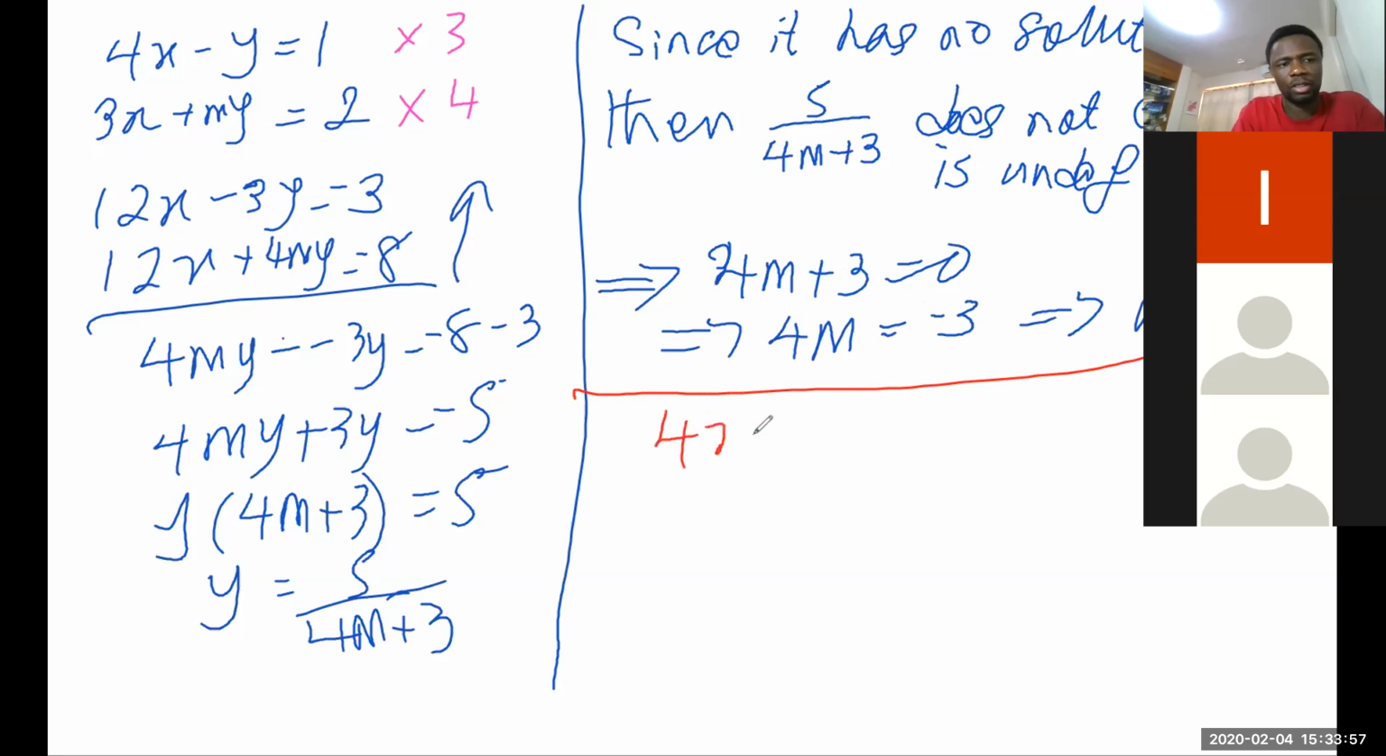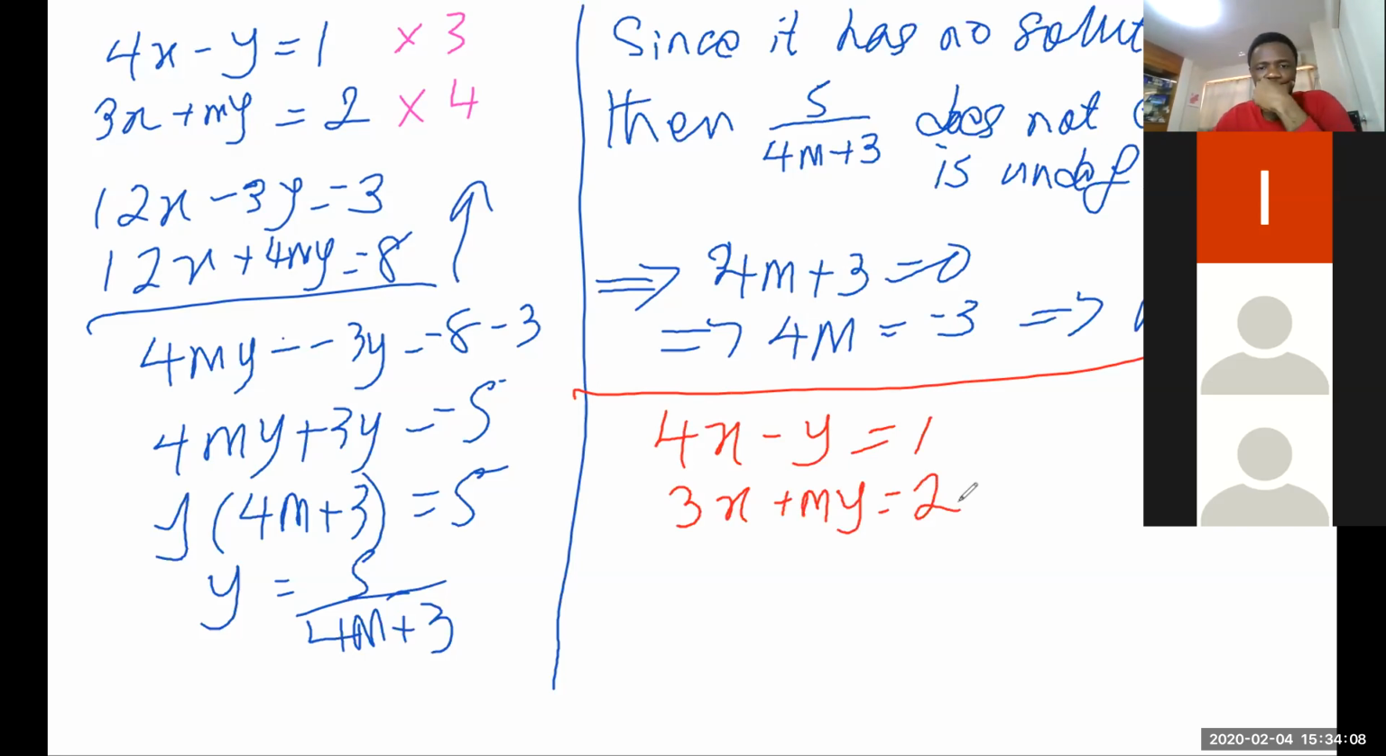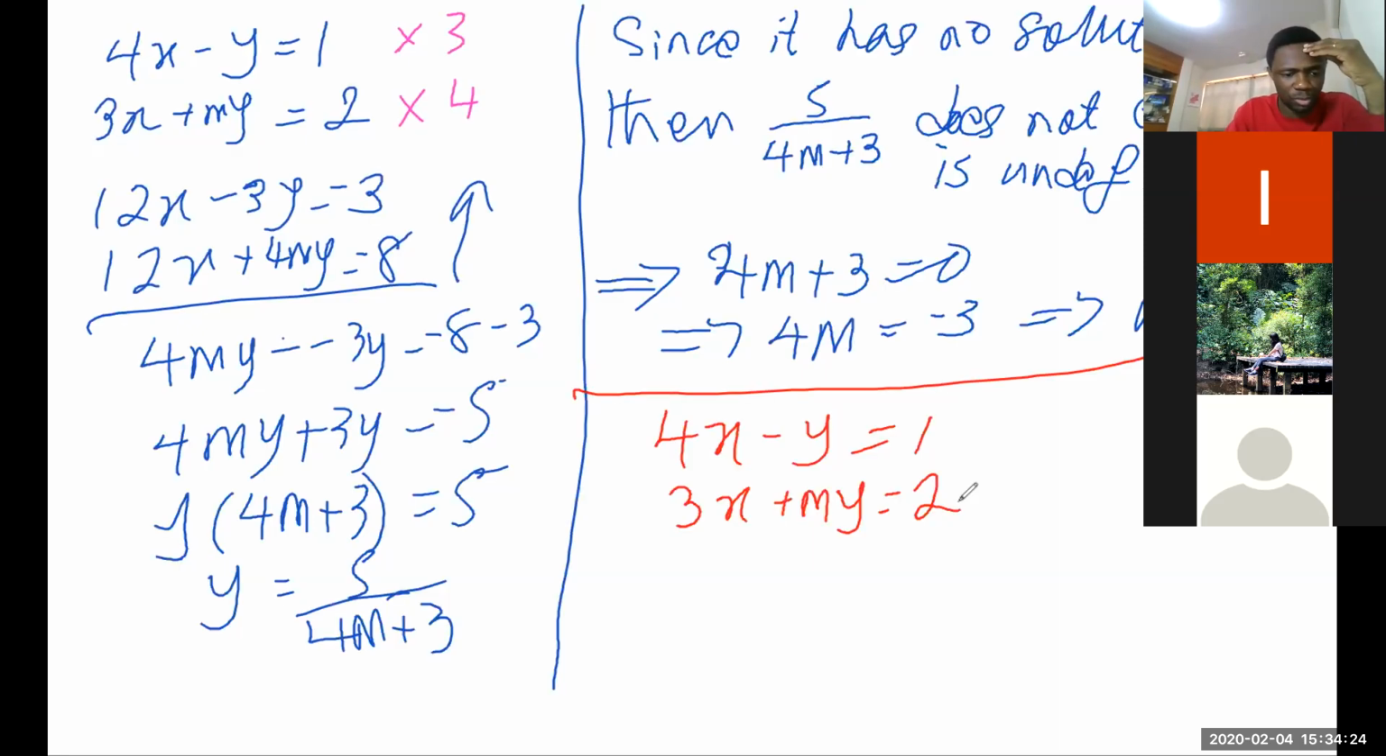I think we may not need to eliminate x. Can we try to eliminate y? Do you think it's possible, anyone? Do you think it's possible? Multiply first equation by m. Yes, Lilia, that's it. And this one by 1.